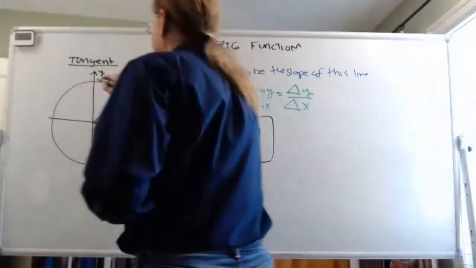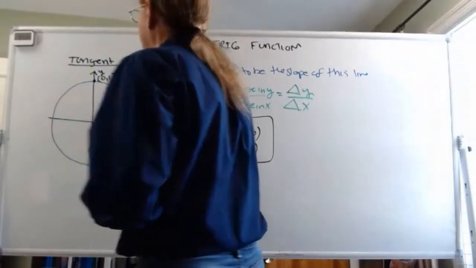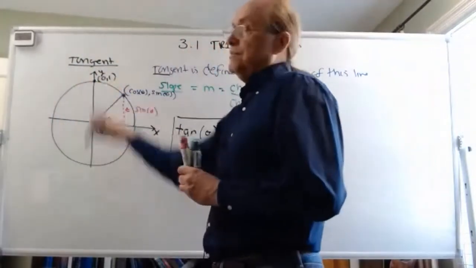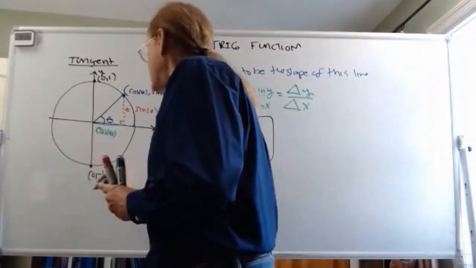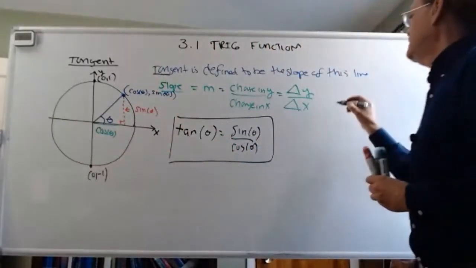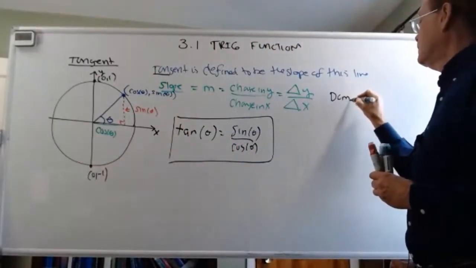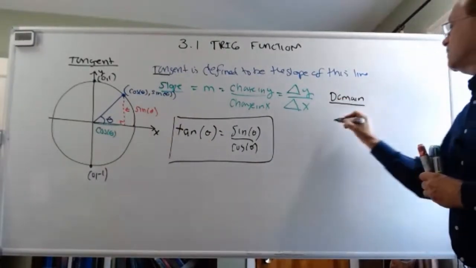If I come up over here, and my coordinate there is x is 0, y is 1. If I take 1 over 0, that's the tangent, it's undefined. Over here, I have x is 0, y is negative 1. Similarly, I have negative 1 over 0, also undefined. So we can see over here the domain of my tangent function is as follows.